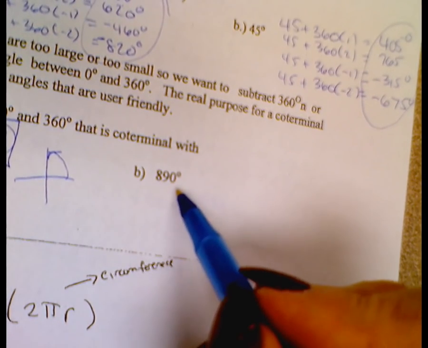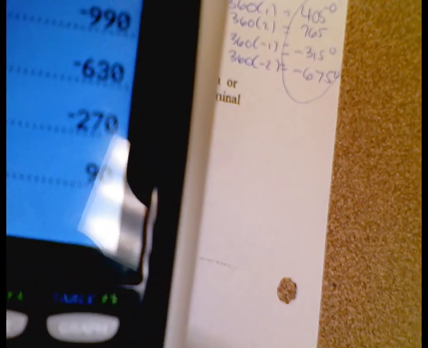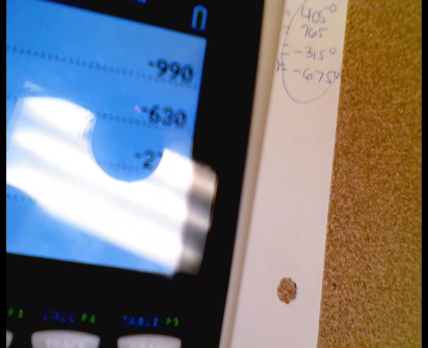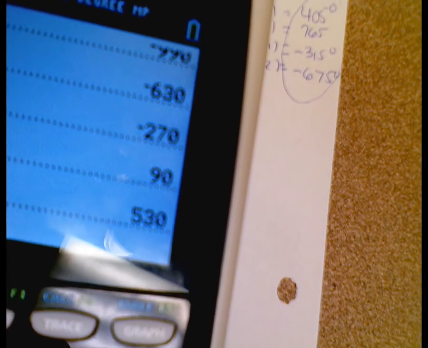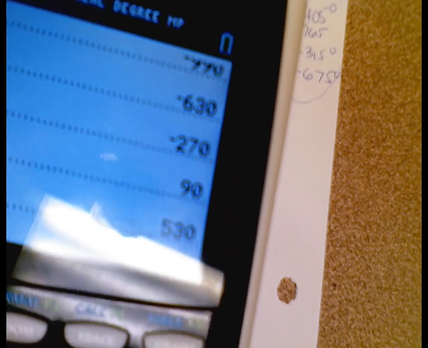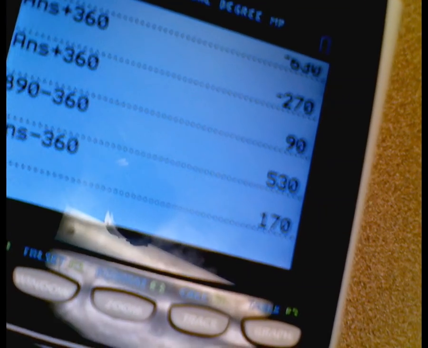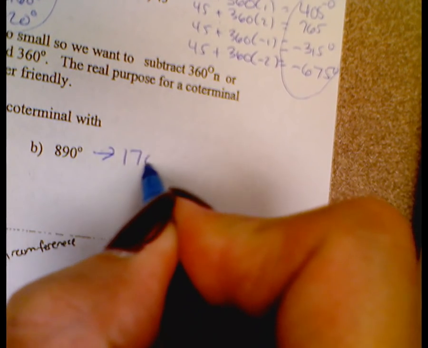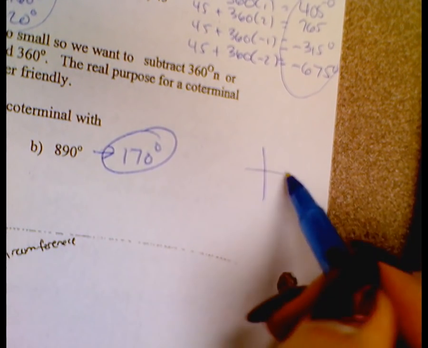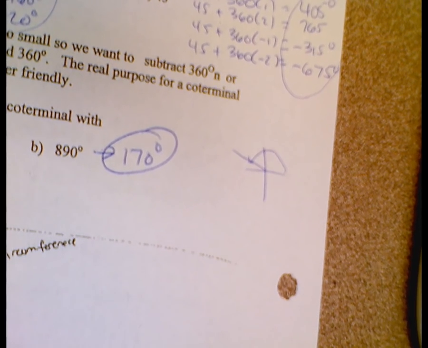So 890. I don't know where 890 is to you. But what we can do is punch in 890 in our calculator. This time we're going to subtract 360. See, 530 is still too big, so we're going to subtract 360 again. I'm just subtracting 360 each time. This is 170. Now 170 is definitely an easier angle to graph. So 170 is our answer. If I wanted to draw 170, it's about right there. It's easier to draw than 890.